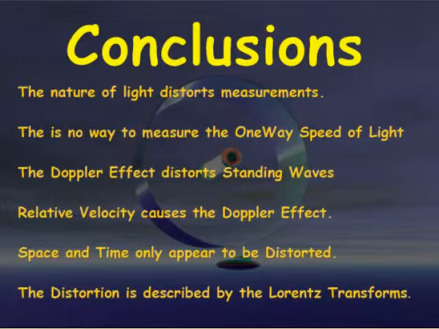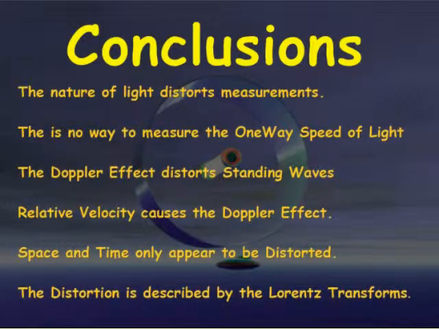The effect is not the result of the distortion of space and time, but an illusion caused by the limitations imposed by the nature of light. Observers are unable to measure the one-way speed of light, that is, the absolute speed of light in any single direction. Every method measures either the time to travel both ways along a path, or relies on synchronized clocks which do not keep time when they are moved.